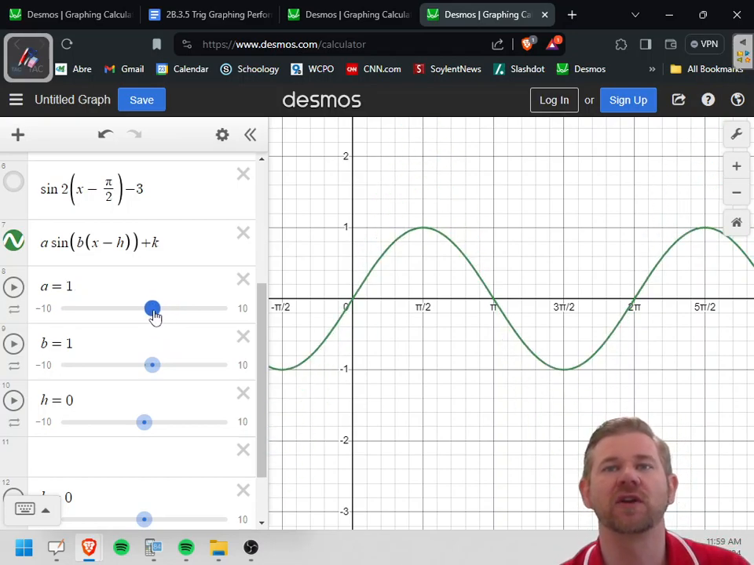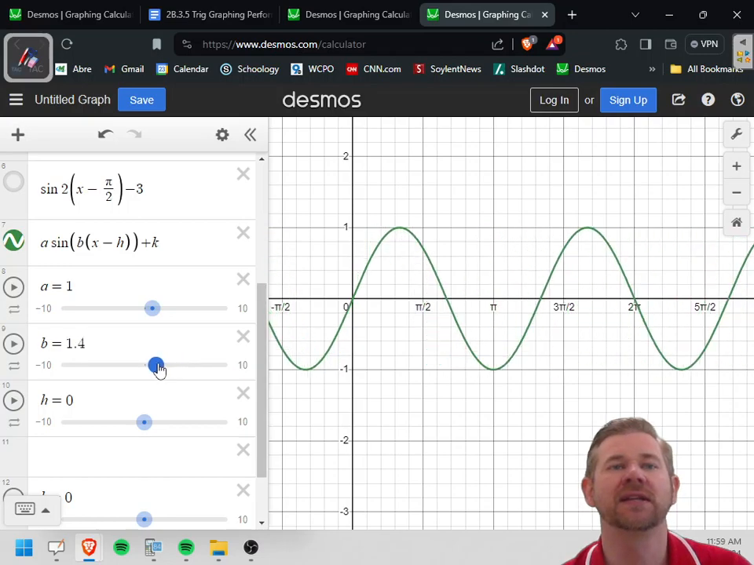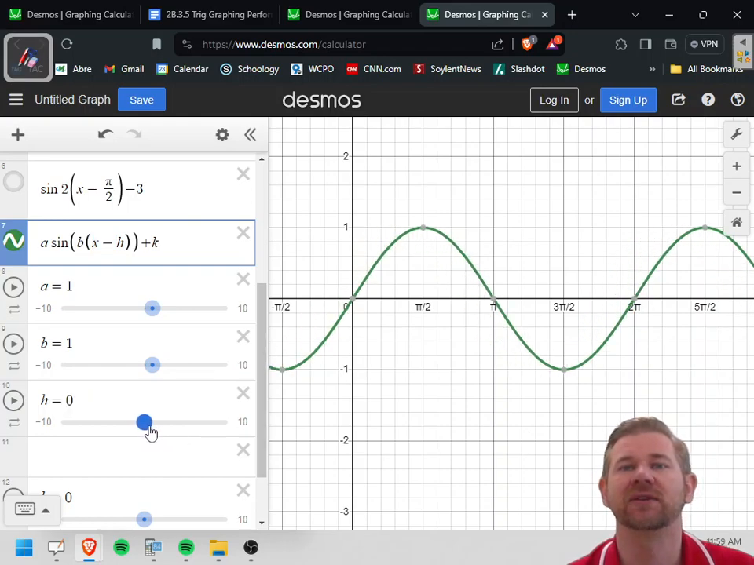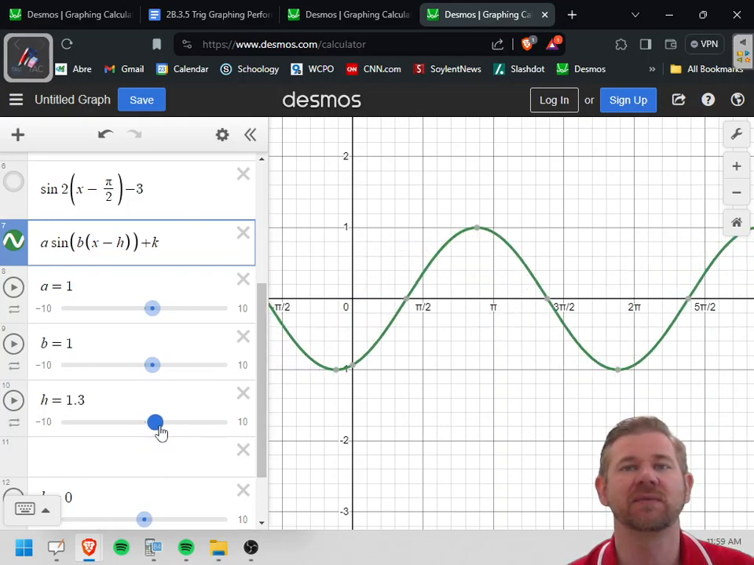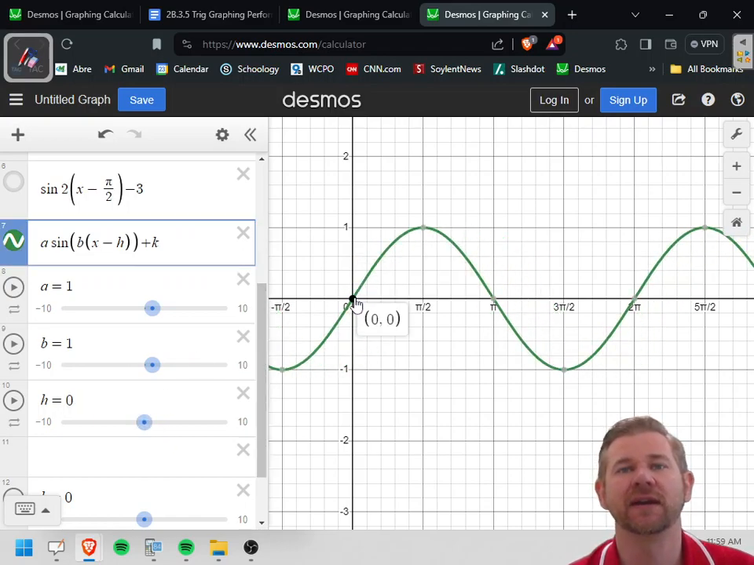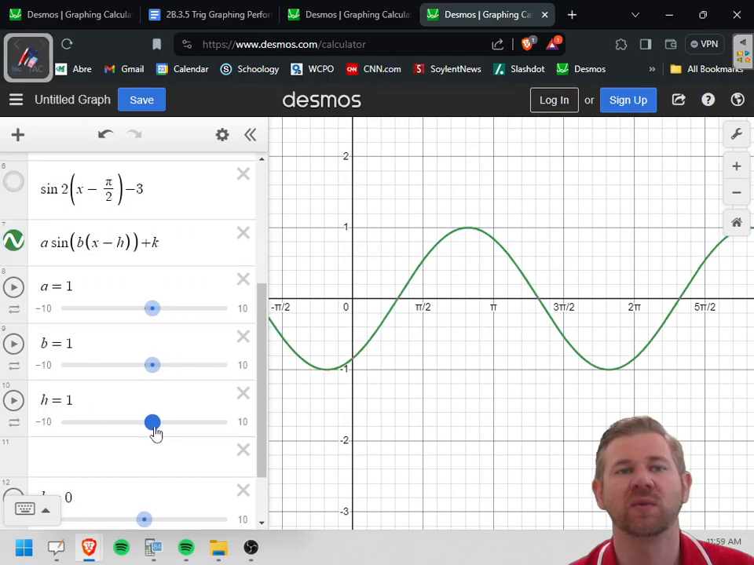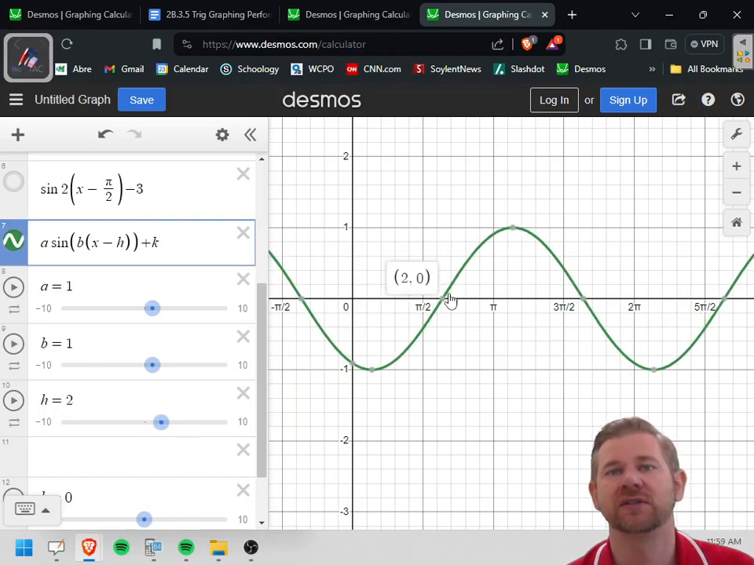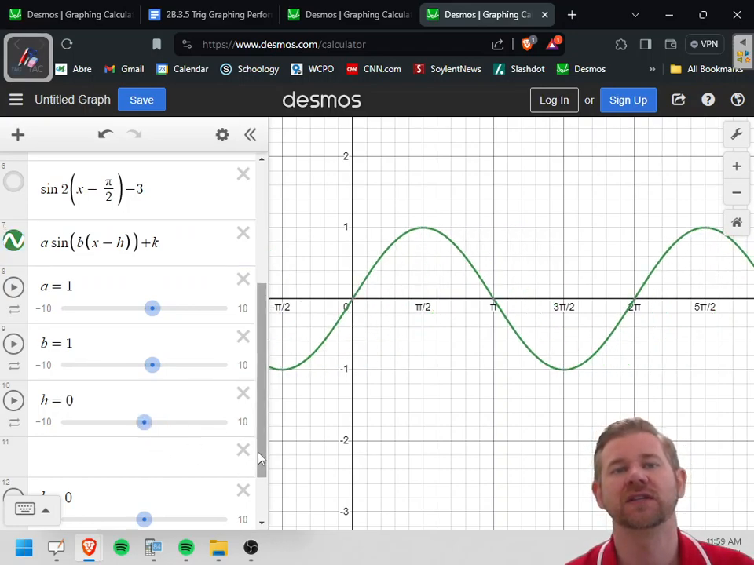So A stretches it vertically, B stretches it horizontally, and H, x minus H, this is the trickiest one. This is how you move it left and right. Those are called phase shifts, and we will see some phase shifts, but what you really just need to be looking for is, see how this point right here is at 0, 0? If I move it to the right 1, now it's at 1, 0. If I move it to the right 2, now it's at 2, 0. Usually those are in terms of like fractions of pi, but that's where you need to look, is where this thing starts. If you know where to look, phase shifts will be okay.